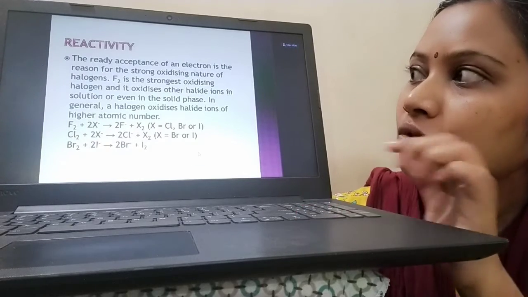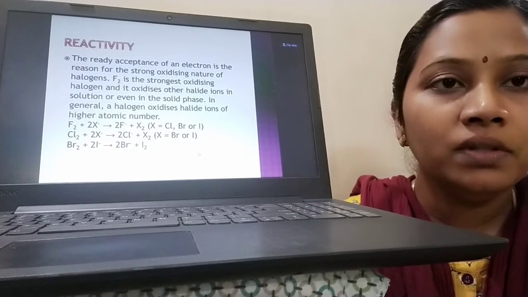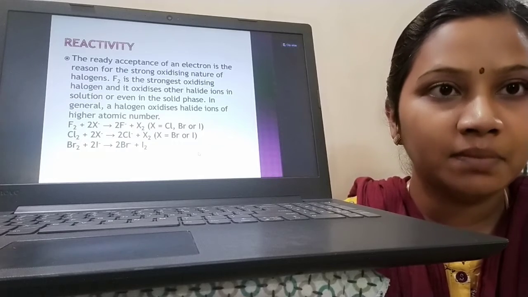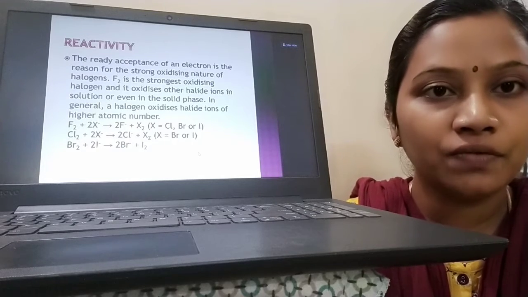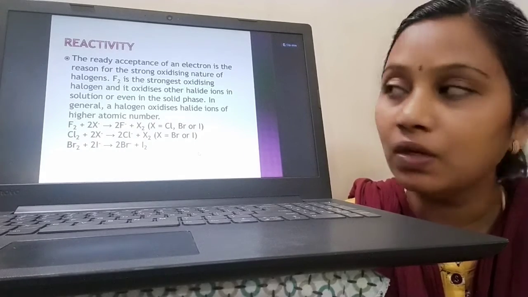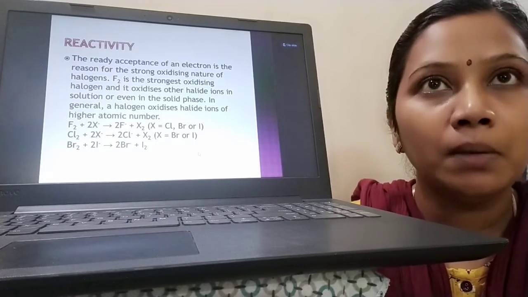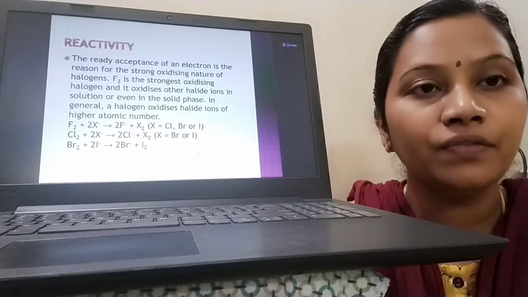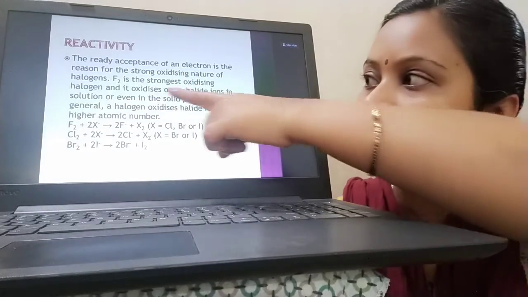Then moving to the reactivity. They have a ready tendency to accept an electron, which is the main reason for their electronegativity. We know fluorine is more electronegative than even oxygen, and when you compare all the halogens, fluorine is the strongest oxidizing halogen.